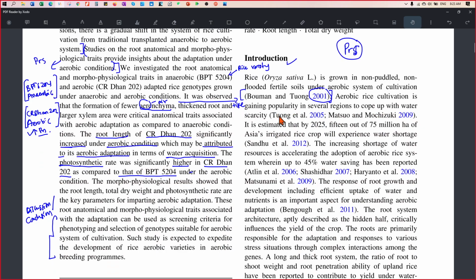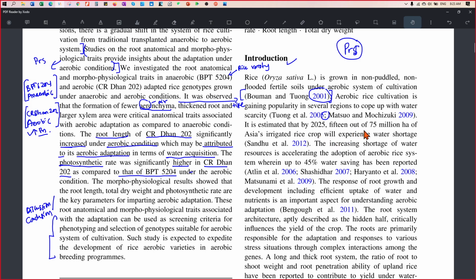Aerobic rice cultivation is gaining popularity in several regions to cope up with water scarcity. A few people say that. These people and these people. So this is how you want to include two different sources of reference. You need to put this semicolon. The first article that you refer to, you put semicolon and then the second article. And it has to be followed chronologically. This guy here is 2005, and then mention the more latest one, which is in 2009.